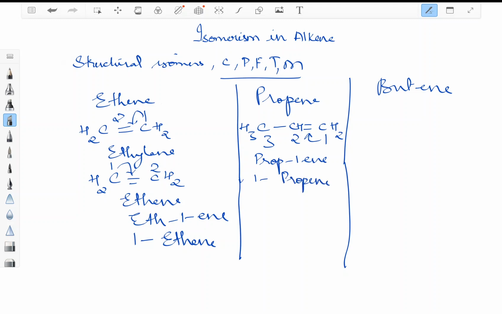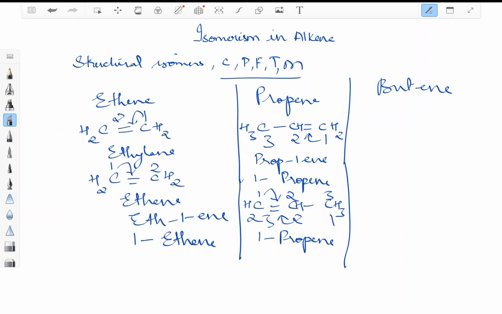If I write one more structure with the double bond here, then this will be CH2, CH, CH3. If I number from here 1, 2, 3, why do I have to number from the left side? Because it will get the least possible number. I cannot number from here 1, 2, 3, because it will give second position to the double bond. So even in this case also it is 1-propene. So there is no evidence of any structural isomerism in this structure.